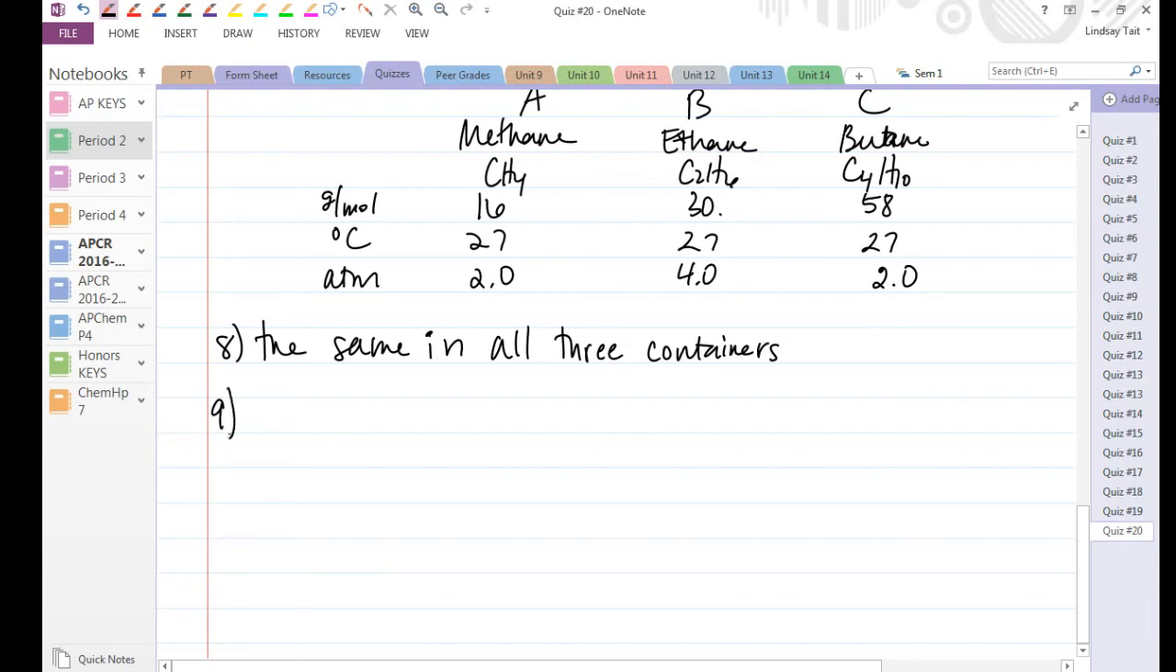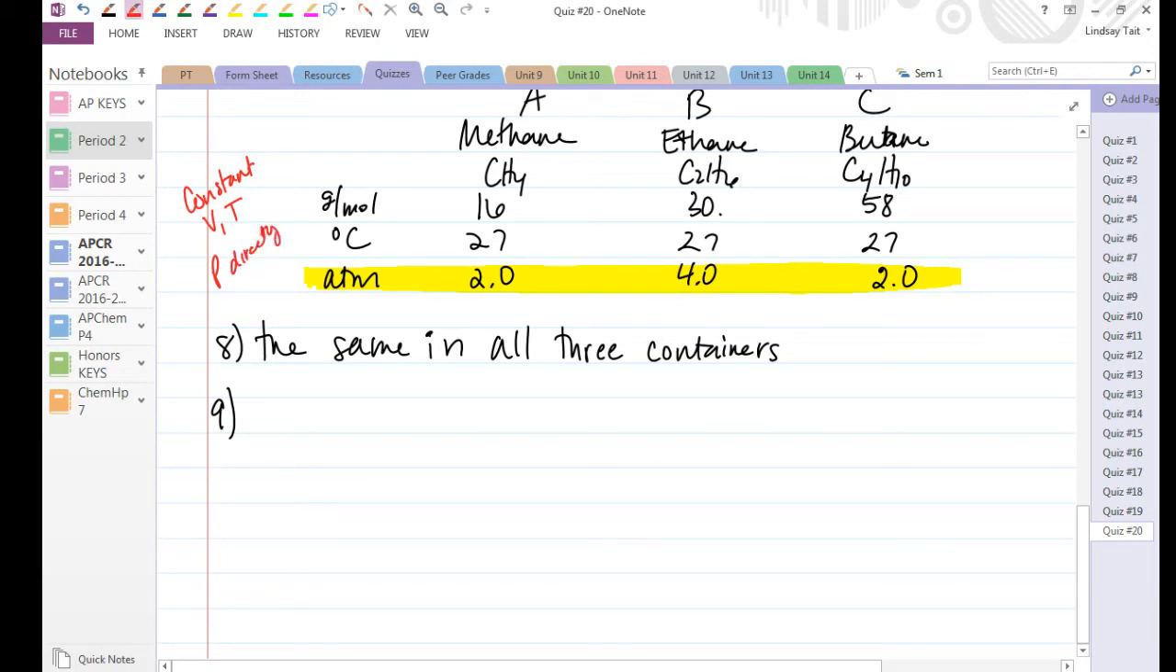Number 9 was tricky. It said the density of the gas in grams per liter is, and your choices: greatest in A, greatest in B, greatest in C, or are the same. Those were also the choices for number 8, by the way. In order to answer this one, you had to look at the pressures, because if you remember, at constant volume and constant temperature, which it was, because it says questions 8 to 10 refer to 3 gases in identical rigid containers under the conditions given in the table. So we are at constant volume and temperature, which means that pressure is directly related.